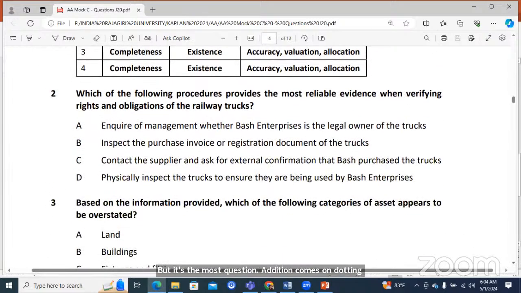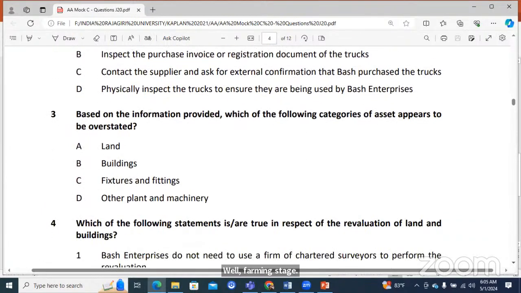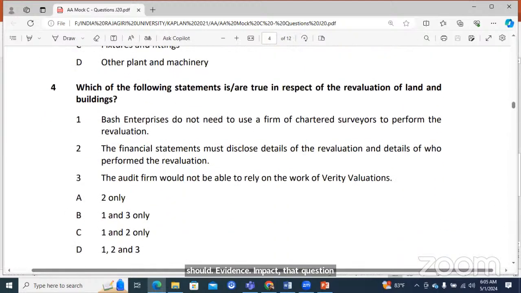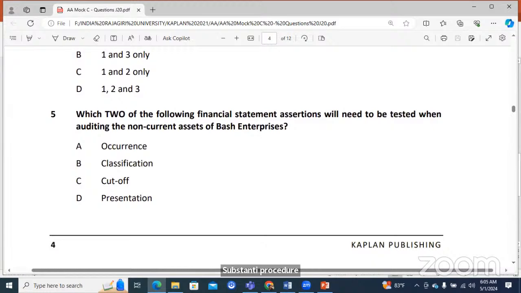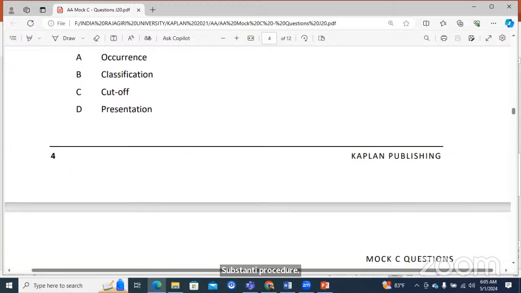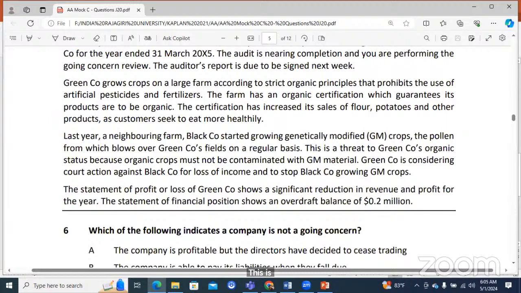Performing stage. Rights and obligation, assertion. Evidence. Impact, assertion. Next one. Assertion, substantive procedure. This is also assertion. So this type of questions only are difficult.